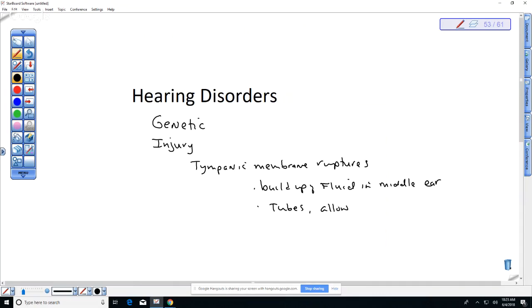What fluid are we talking about? We're talking about fluid in the middle ear that specifically is associated with infection. So pus and stuff in that middle ear. So normally there's no, so we're not talking about the inner ear. The inner ear is totally different. So we're talking about the middle ear, right?